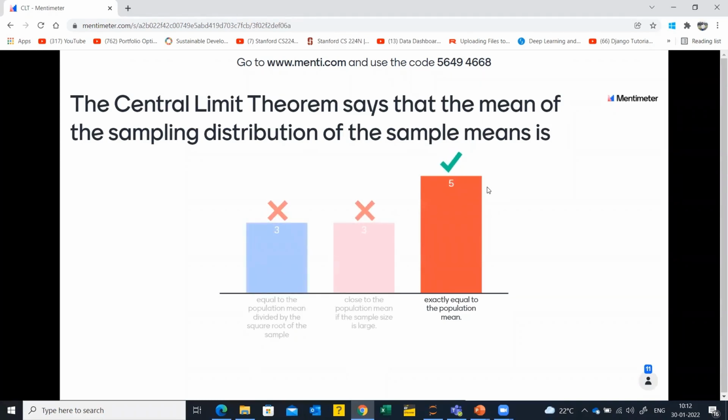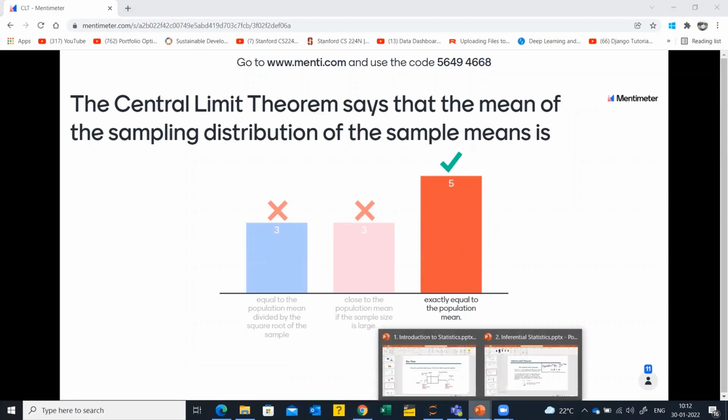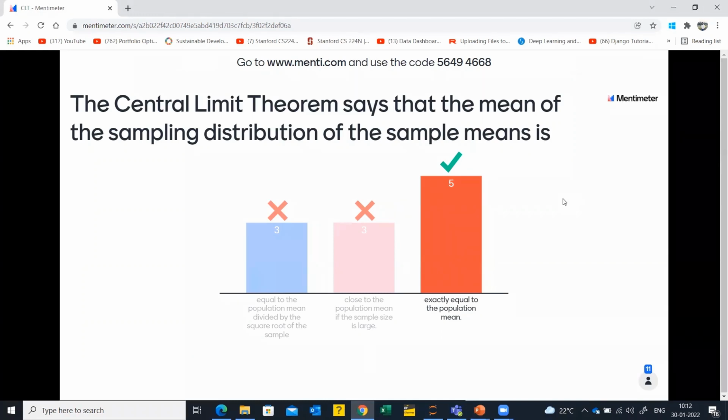Right, we have understood in the previous slides that the mean of the sample is always equal to the mean of the population, right? So exactly equal to the population mean. It is as per the central limit theorem. Okay, you have to make sure that you understand central limit theorem.